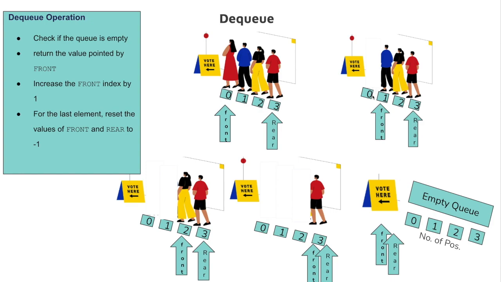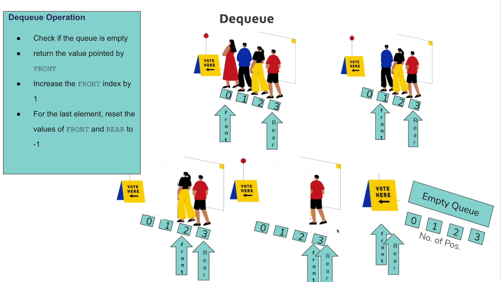So here in this second image, if you see, there were 4 people. Now here you have only 3 people. One got a chance to vote. So our front got increased. So what is the value of the front variable now? Now it is 1. Next, one more person has got a chance to vote. Front got increased. If you see, front is at 2 and rear is at 3.